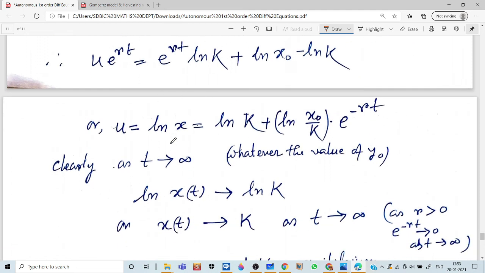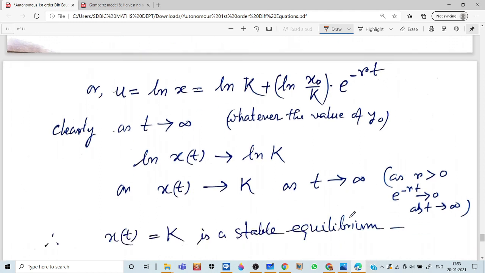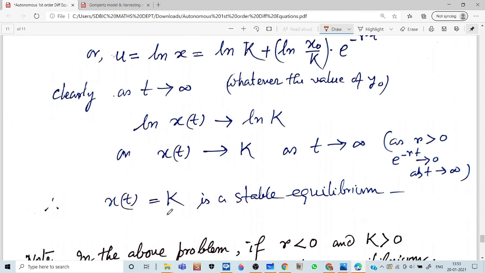Now this is the solution. If t tends to infinity, e to the power minus rt tends to 0, so this term is 0. So ln x tends to ln k, that is, x(t) tends to k as t tends to infinity. So x equal to k is the stable equilibrium solution of the given differential equation.